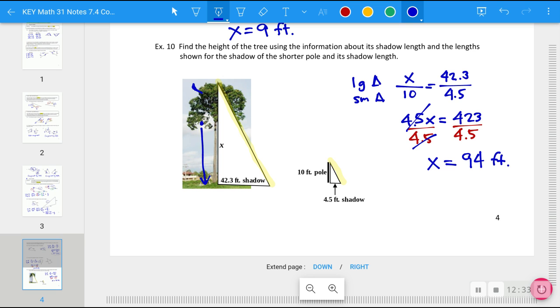Okay, so enough of this nonsense, and I hope you learn how to set up your proportions correctly here. I think the most important thing is that you know you have to get the same triangle going across the top and then the same triangle across the bottom, and then you have to get matching descriptions going the other way before you cross multiply. Okay, so that does it for video 2 on this section 7.4 notes.